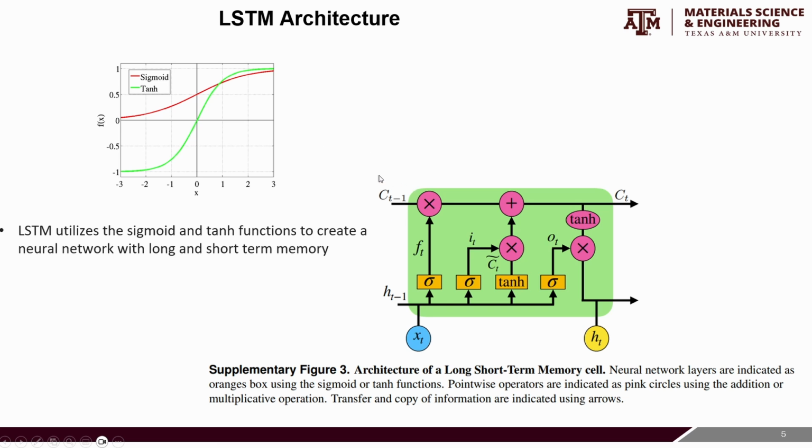Here we have CT minus 1 and CT. This is our long-term memory. And then we have our hidden state, HT minus 1, and then HT that's passed on. That is our short-term memory. And this is our input, which in this case is the Fourier transform of the microstructure, or the two-point statistics.